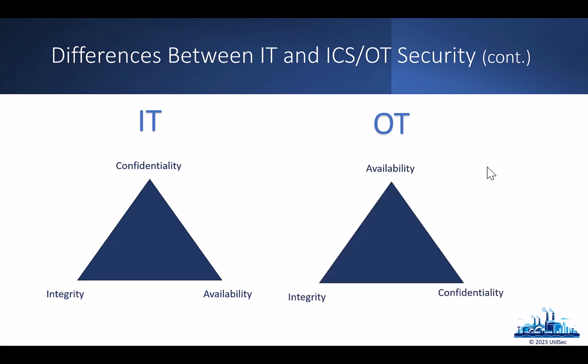Whereas on the OT side of the house, availability is always our primary concern, after, remember, we talk about physical safety and environmental safety. But looking at it just from that CIA perspective, here you can see in OT, yes, we want to make sure the facility is up and running because we're providing critical services to the world around us. And then we worry about integrity.